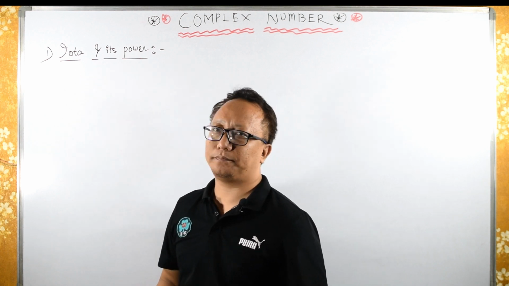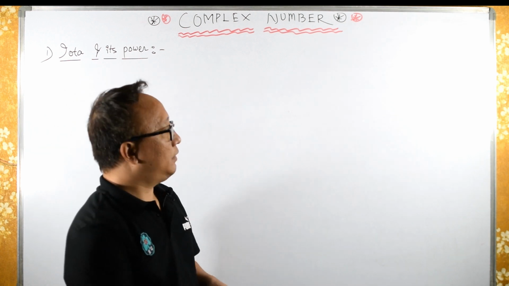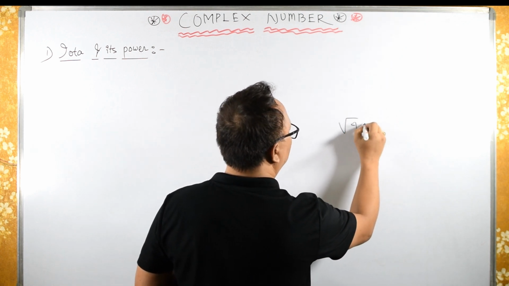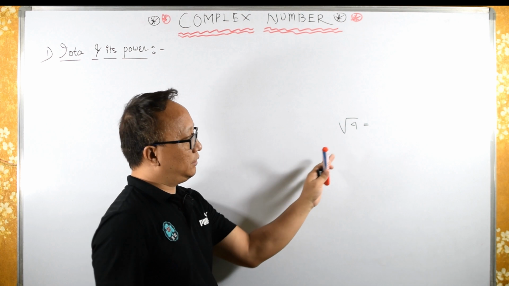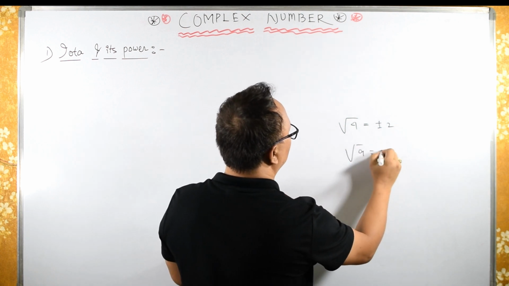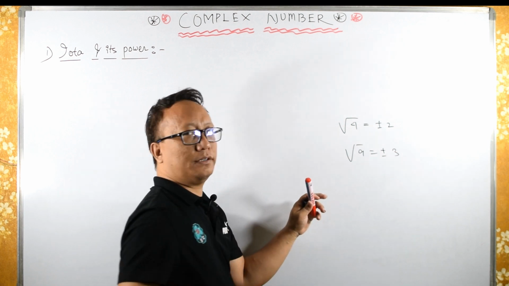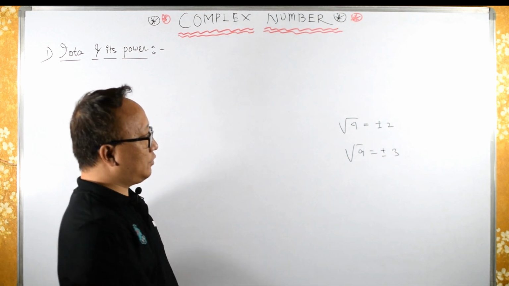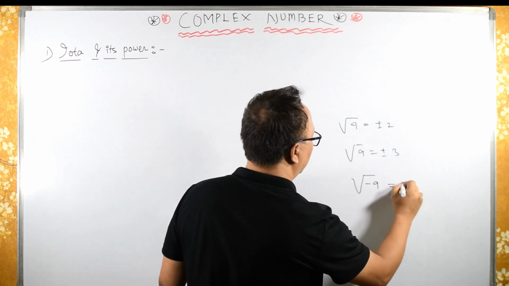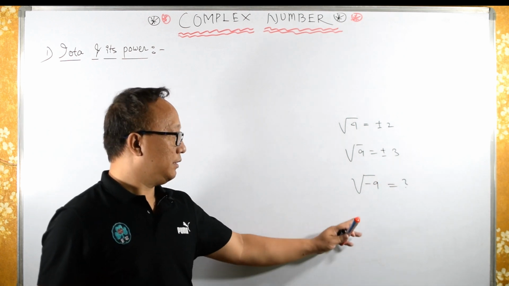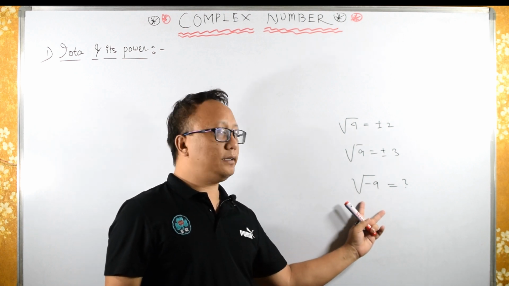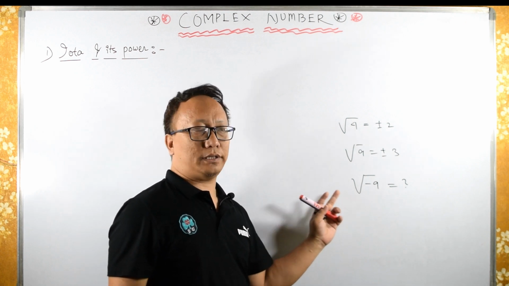What is iota? Remember, if I ask you to find the square root of 4, what is it? Plus or minus 2. Similarly, the square root of 9 is plus or minus 3. Now if I ask you to find the square root of minus 9, this is a problem because of the minus sign. In this scenario, we introduce one concept called iota.